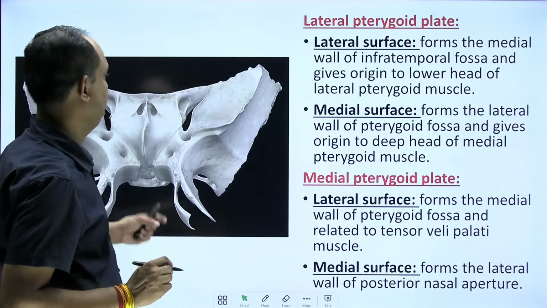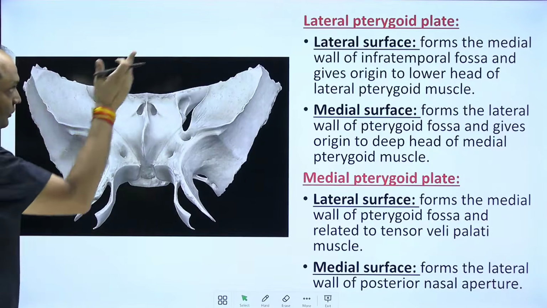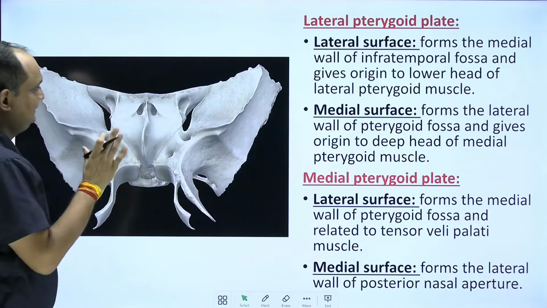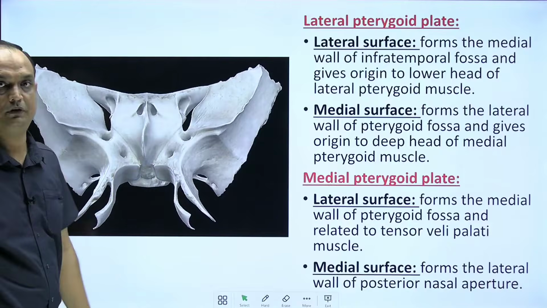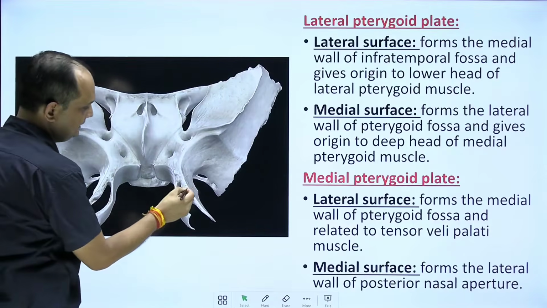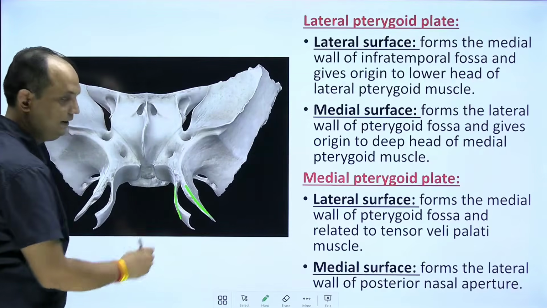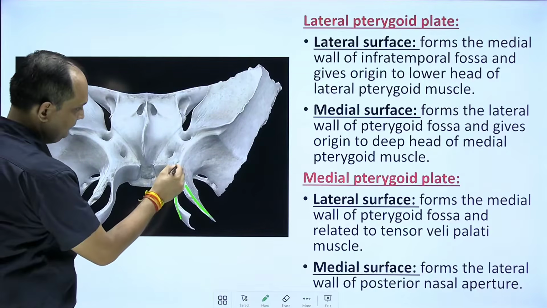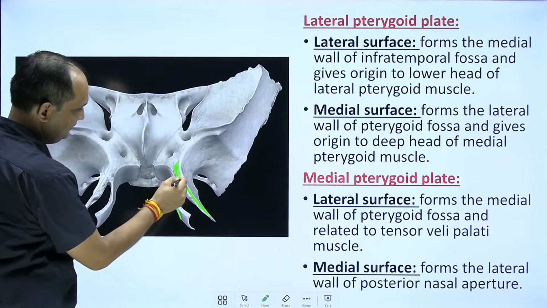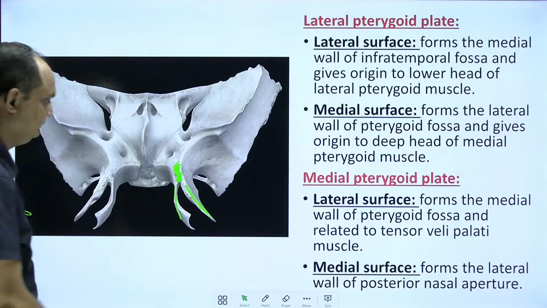So, when you see this bone, before going to this part, you have to understand that this is the anterior view of the sphenoid. Now, in this anterior view of the sphenoid, you can see that this is the plate which is going laterally and this is the plate which is going medially. Now, in the upper part, you will find this is a fused area, a fused area of the pterygoid processes.